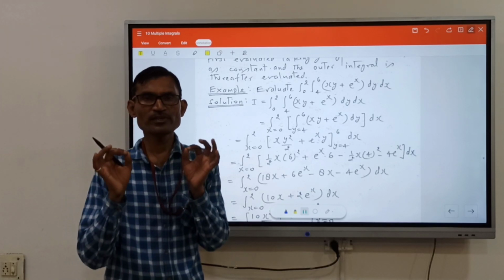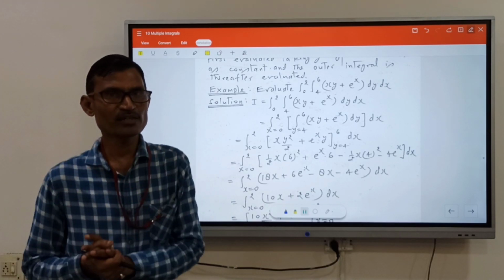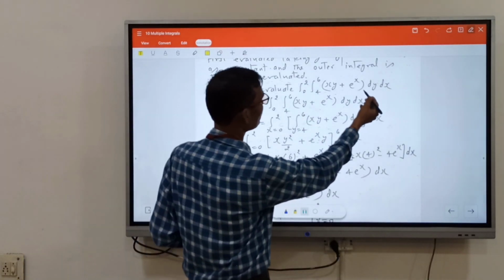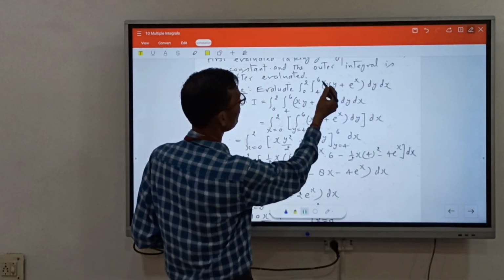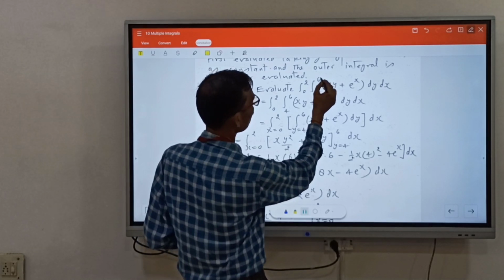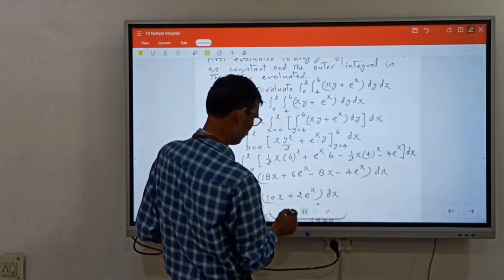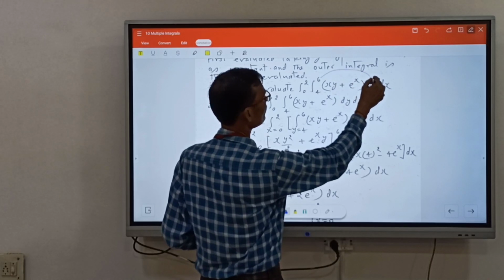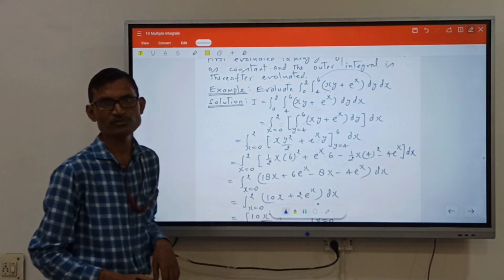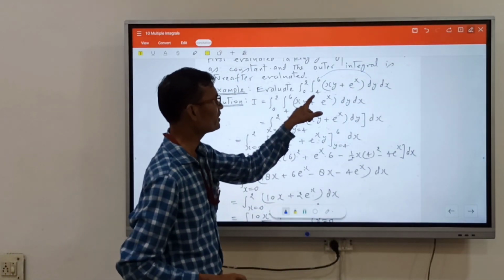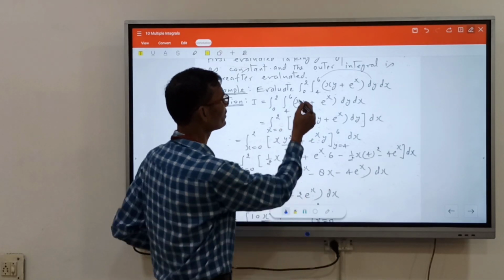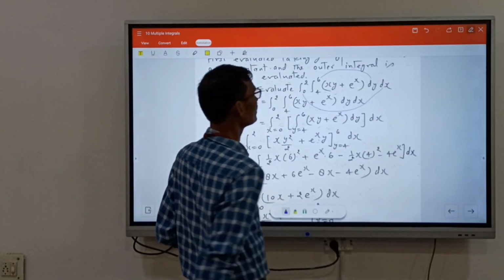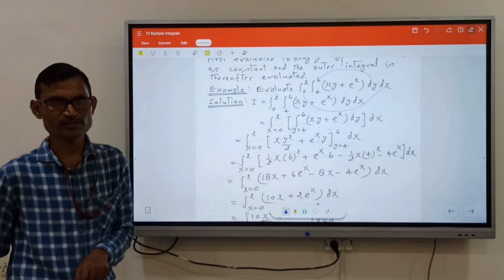Here we apply a very simple convention. What we do here? The innermost integral sign is for the internal variable, like this. So it represents the limits of y, and the outermost integral sign is for x.